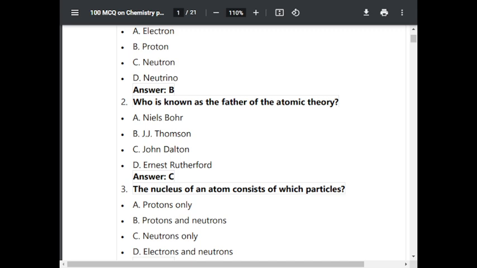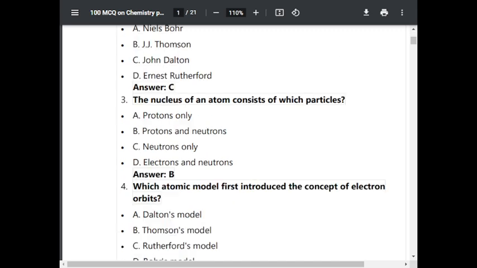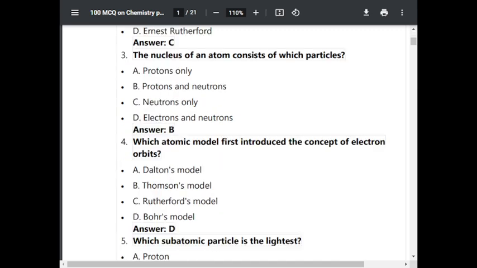Question number 3. The nucleus of an atom consists of which particles? Option A proton only, option B proton and neutron, option C neutron only, option D electron and neutron. The correct answer is B proton and neutron.